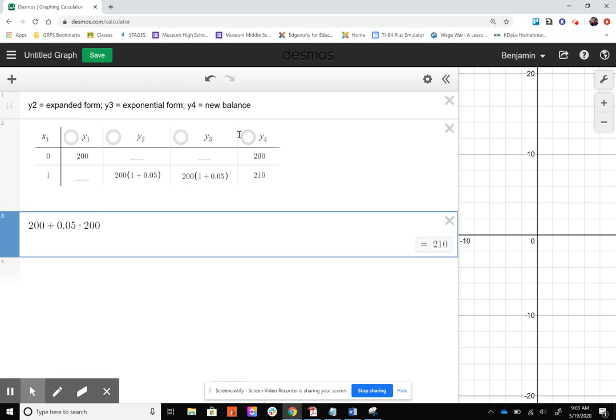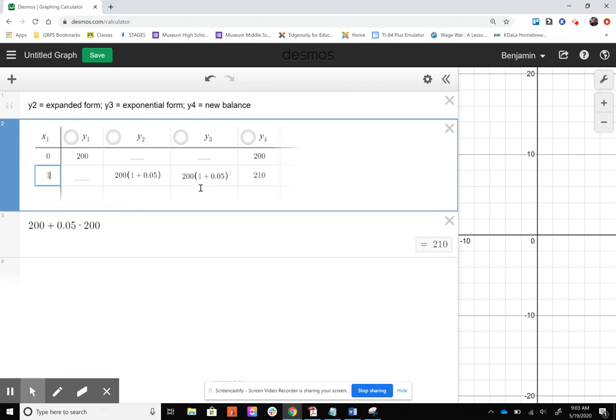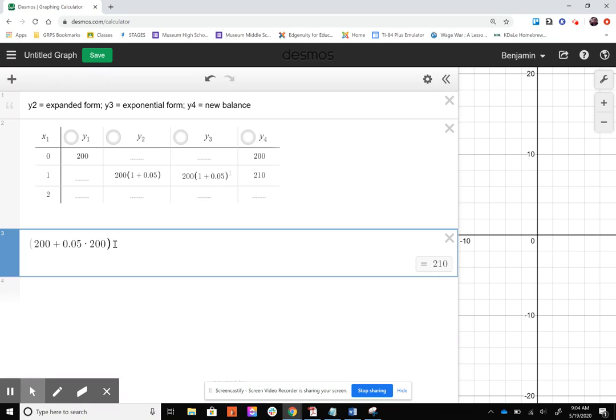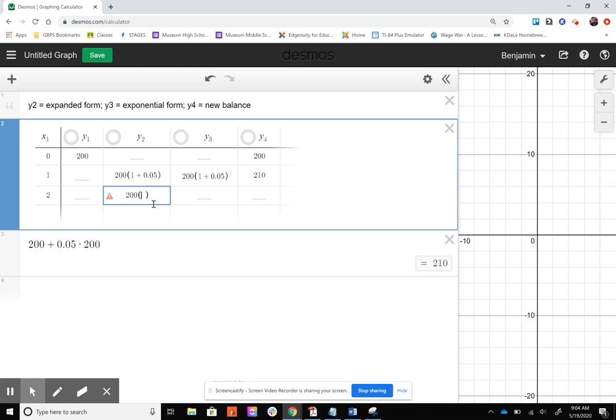Right now that might not make as much sense to us because we don't have a whole lot happening. But if we take our second year, now we're multiplying it by 5% twice. So I'm taking what I gained. So I start with $200. This is from my first year, like a recursive routine, and then I'm multiplying it by 1 plus 0.05 again.